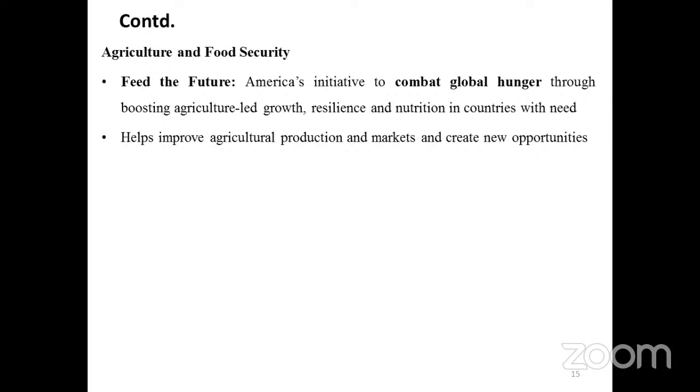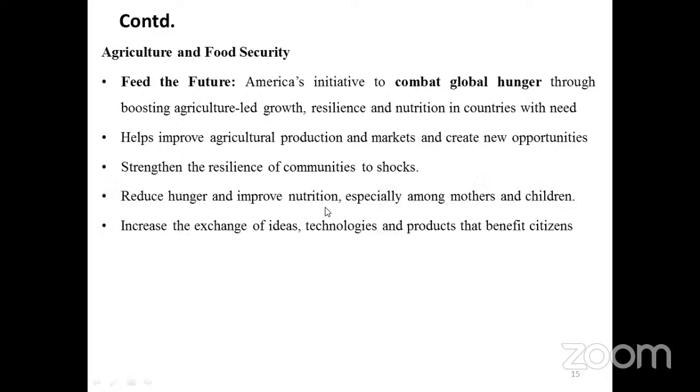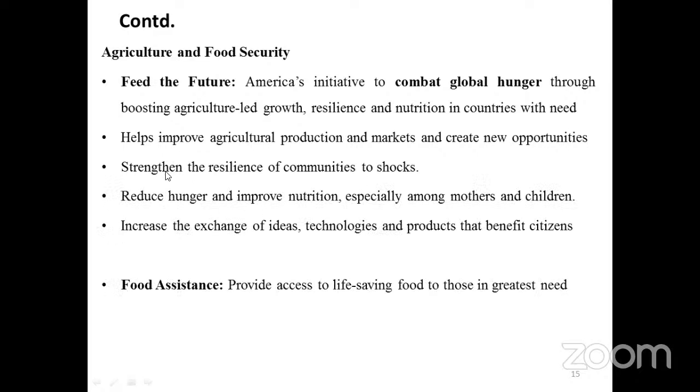Then they had this Feed the Future program, America's initiative to combat global hunger through USAID, which focused on improving agricultural productivity, increasing the efficiency of markets, and creating new opportunities in agriculture and allied sectors. Again, same through exchange of ideas and technologies. So basically the technology transfer aspect was also there.